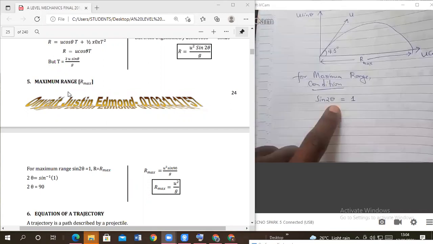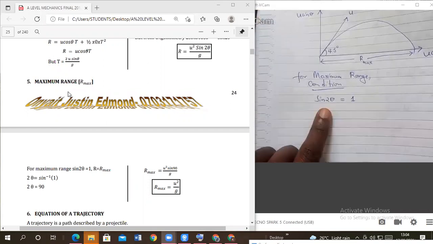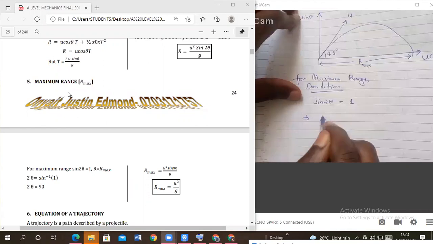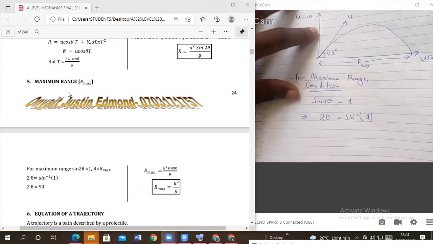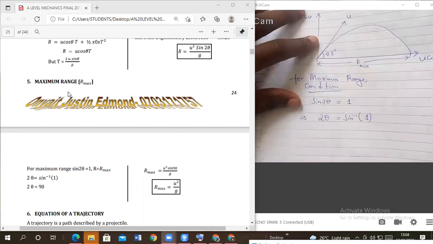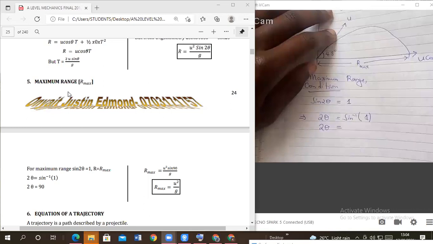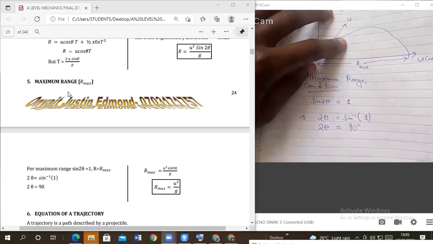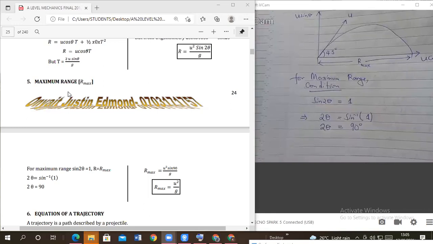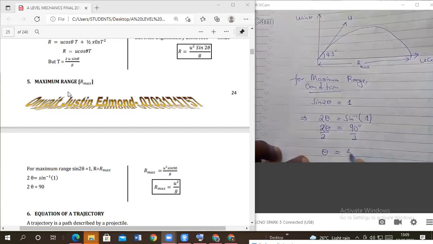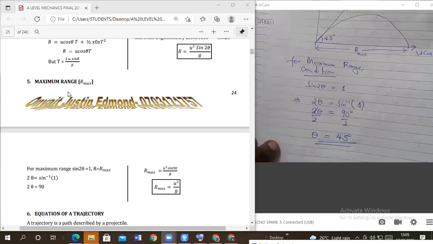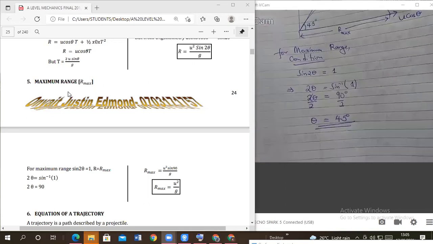If that one is true, so now what is the angle theta? Because we want to find the angle theta. It implies that 2 theta equals the sine inverse of 1. What is the sine inverse of 1? It is 90 degrees. Yes. If you divide by 2, theta is equal to 45 degrees.